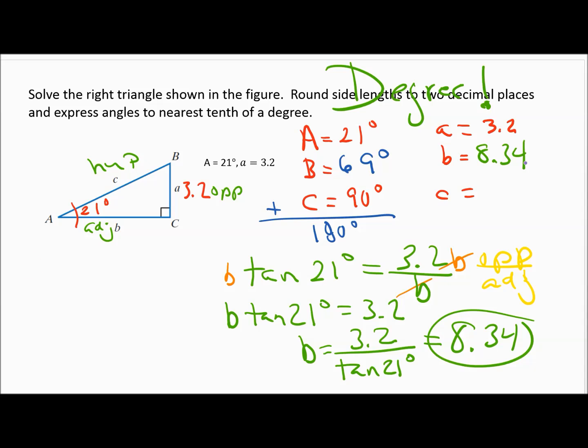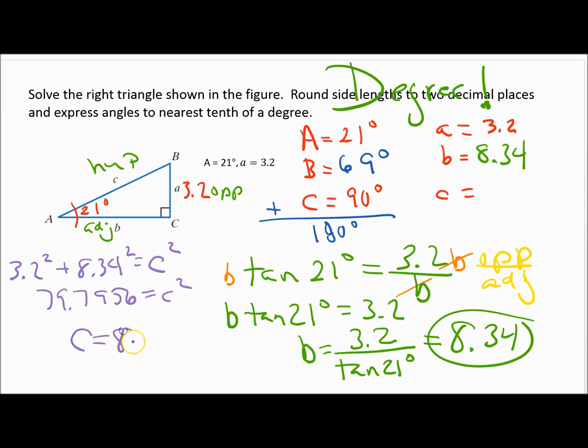You can use the Pythagorean theorem. You can say 3.2 squared, that's your A squared, plus 8.34 squared is equal to your hypotenuse, which is what we're looking for, squared. So I type this in my calculator to get 79.7956 equals c squared. I take the square root of both sides to get a result of 8.93. Now again, that's rounded, so c equals 8.93.